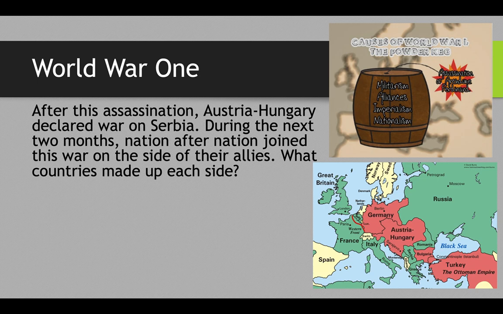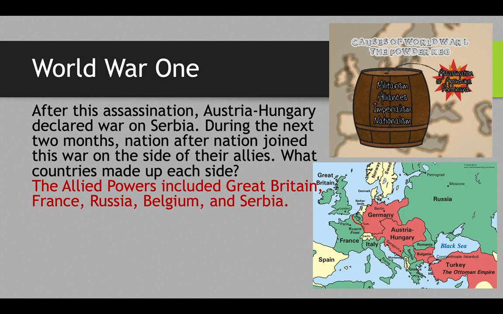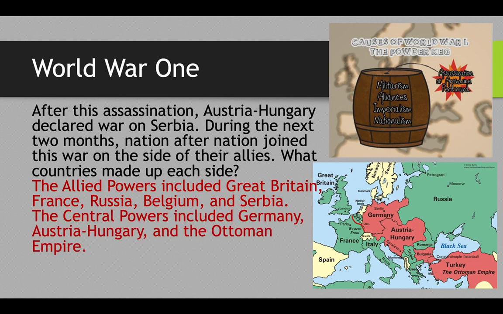Now, after this assassination, Austria-Hungary then declared war on Serbia, because that's where Gavrilo Princip was from. And then during the next 2 months, nation after nation joined the war on the side of their allies. So if you look at the map there, the countries in the pink became known as the Central Powers, and the countries in the green became known as the Allied Powers. The Allied Powers included Great Britain, France, and Belgium, all who came to the aid of Serbia. And then the Central Powers included Germany and the Ottoman Empire, who came to the aid of Austria-Hungary.